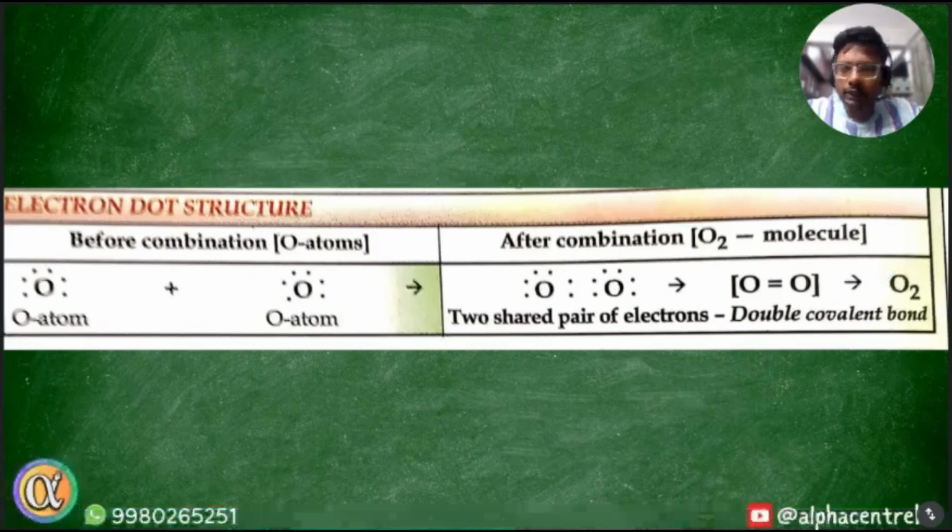Electron dot structures are like this. 2 oxygen atoms sharing 2 electrons form a double bond and the molecule is O2. All right, you can just remember that.